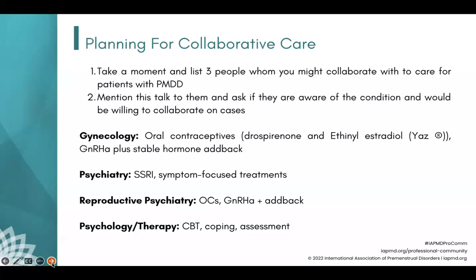In planning for collaborative care, take a minute and list 3 people who you might collaborate with to care for patients with PMDD. Mention this talk to them and ask if they're aware of the condition and would be willing to collaborate on cases. So we have gynecology. Gynecology can prescribe oral contraceptives like Yaz. They can also administer the GnRHA plus stable hormone add-back. We have psychiatry. Psychiatry is going to be responsible for the SSRI prescription and other symptom-focused treatments, possibly PRN medications. Reproductive psychiatry can prescribe the oral contraceptives, and they can also administer the GnRHA plus add-back.